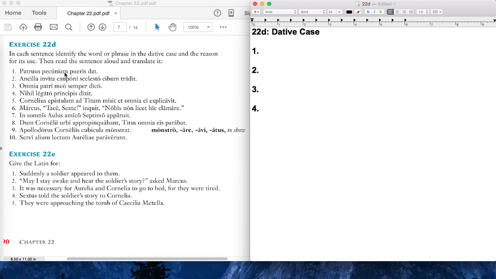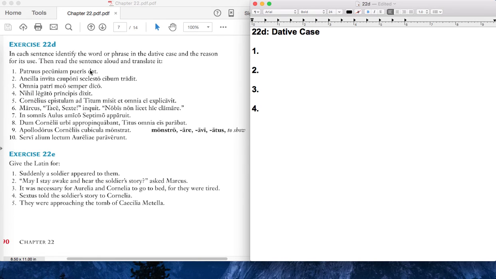Patruus is uncle, pecuniam is money, pueris is something about the boys, and dat is gives, as in he or she gives. So, patruus is nominative. The uncle, what does the uncle do? He gives. What does he give? He gives money. Does he give the boys? No, he doesn't give the boys; he gives something, the money, to the boys. So here, pueris is the dative. Pecuniam is the accusative. It's the direct object. So the indirect object is the person or thing that the direct object goes towards or to.